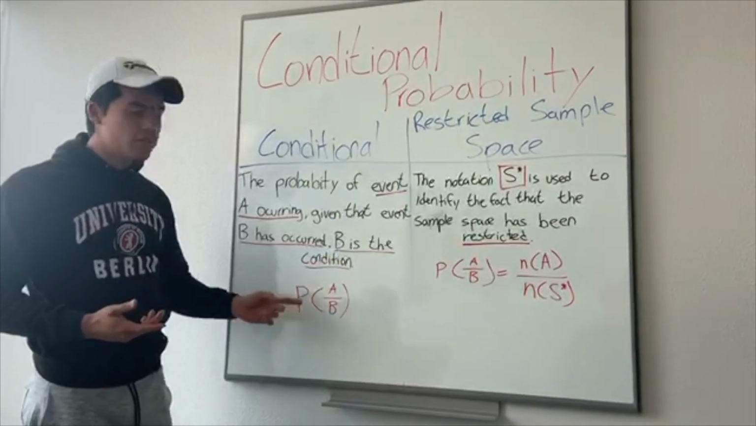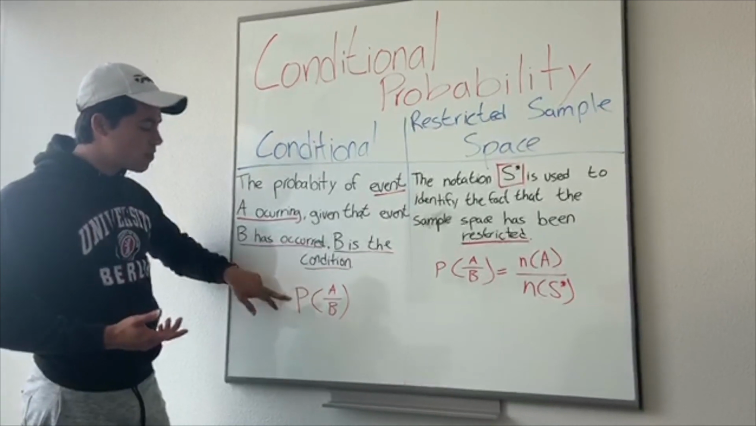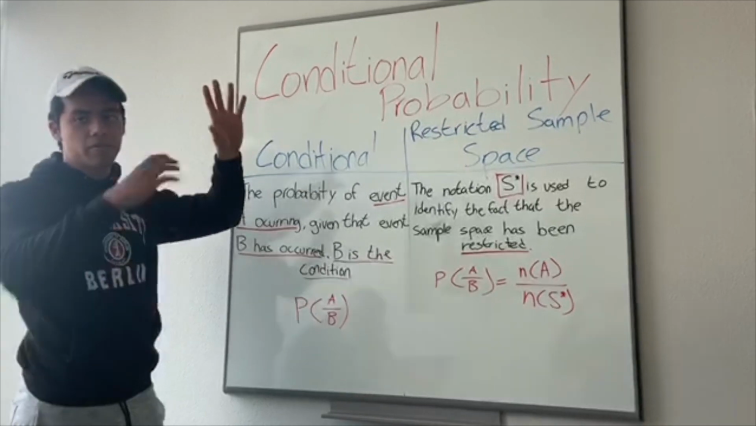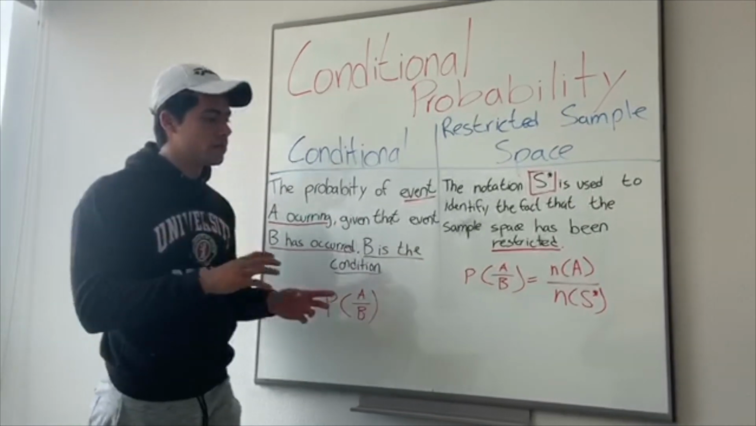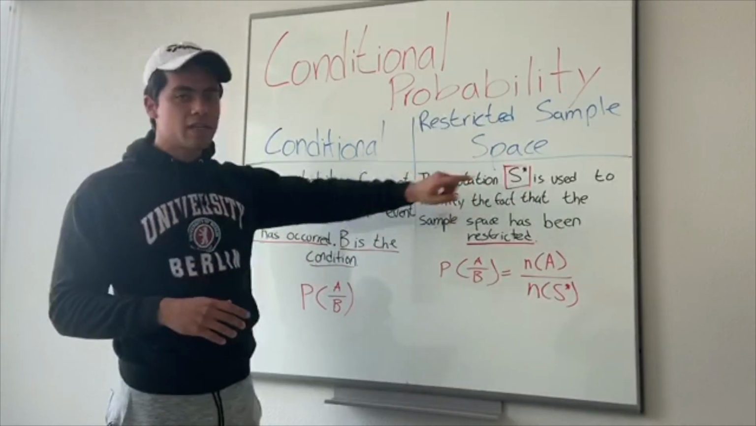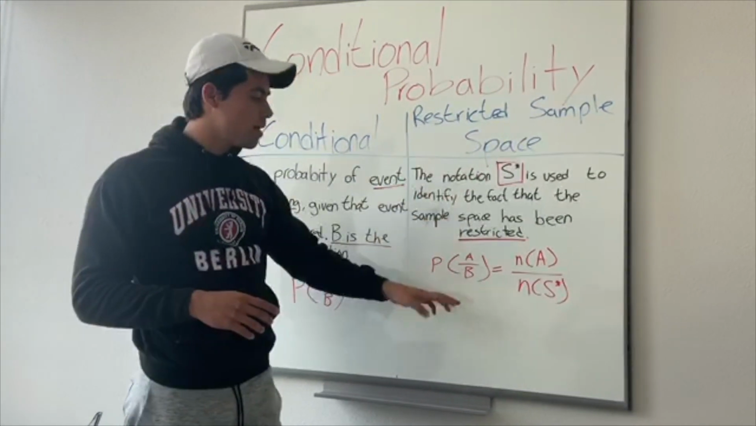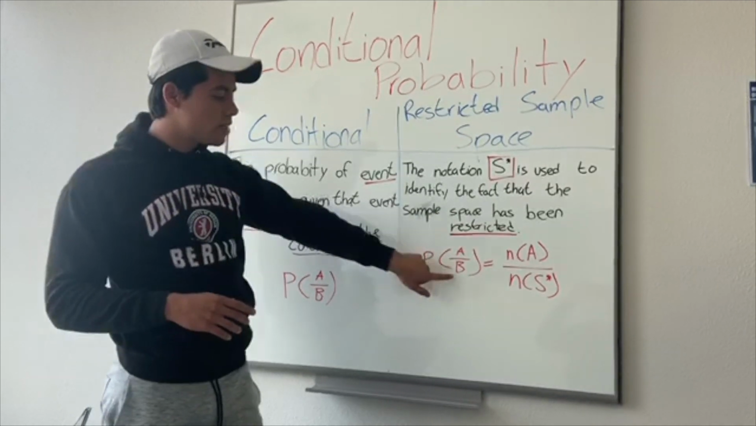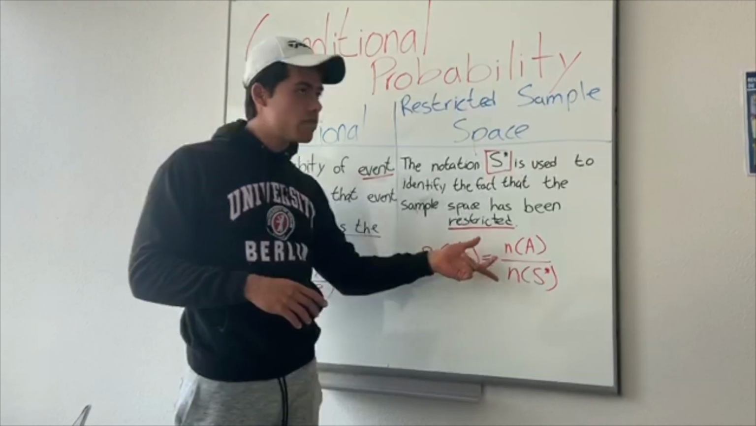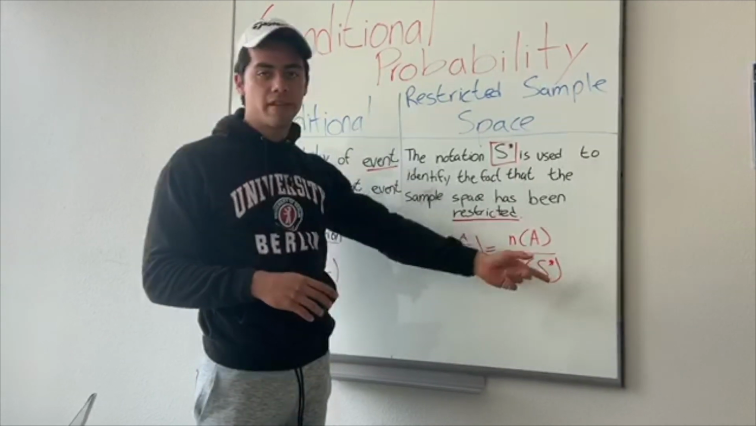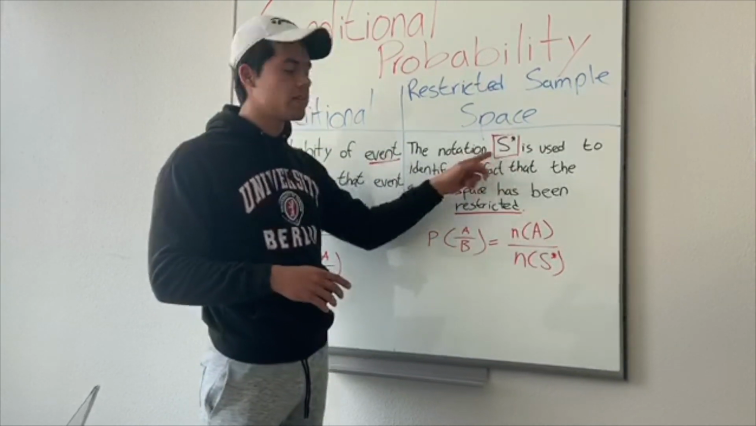Therefore, B is the conditional. It's given by the formula P(A|B). That means the probability of A and the probability of B down. Then the restricted sample space. This S with a little asterisk means that the sample space has been restricted, and it's given by this formula. It's the same but using different terms: N, and instead of event B it is S with an asterisk.